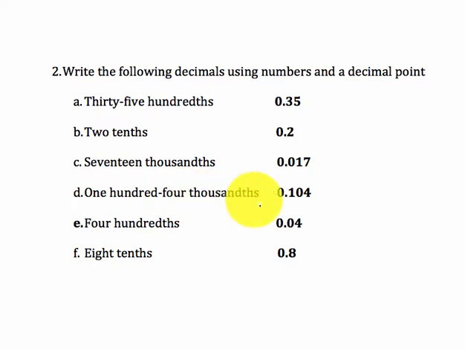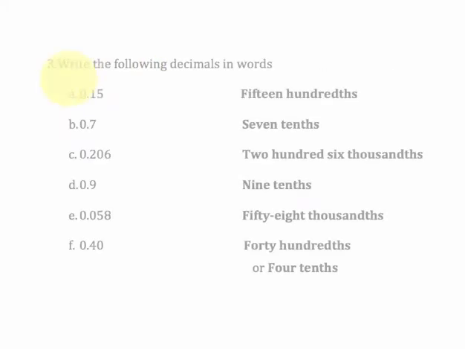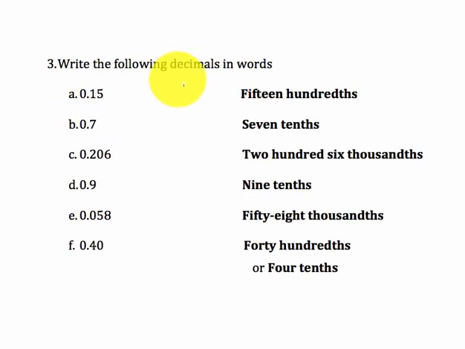104 thousandths, so 0.104, it ends in the thousandths place value. 4 hundredths is 0.04 with the 4 in the hundredths place value, and 8 tenths, 0.8 with the 8 in the tenths place value. Question 3, we had to write the following decimals in words, so the opposite of question 2. So here I have my decimals, so I see the number 15 here, and I know that it goes to the second place value from the right of the decimal.